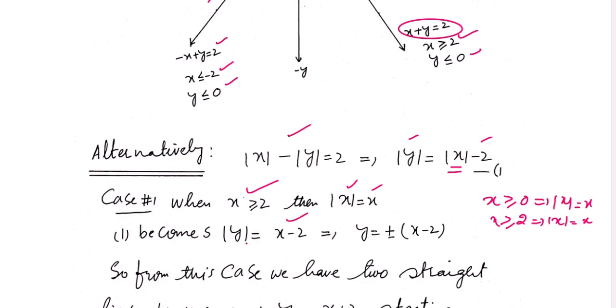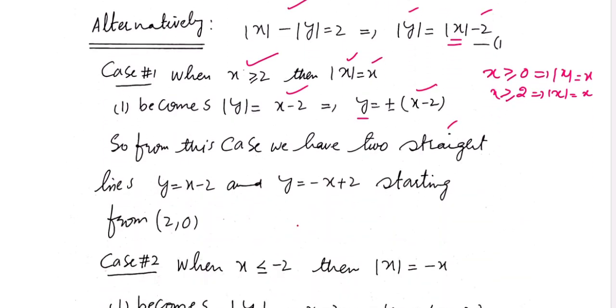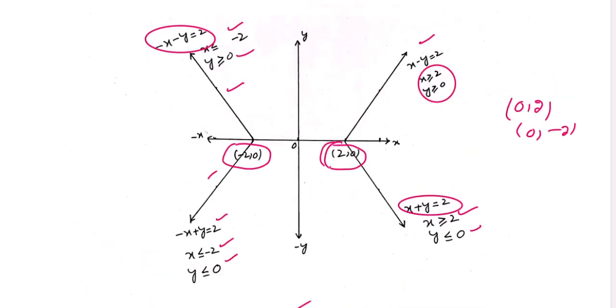Now open the absolute value. This becomes y is equal to plus minus (x minus 2). So from this case, we have two straight lines: y is equal to x minus 2 and y is equal to minus x plus 2, starting from the point 2, 0. And in the above method, you can also observe that we have two straight lines, x minus 2 and minus x plus 2, starting from 2, 0. From this point, you can observe that there are two straight lines. First is x minus y is equal to 2 and second is x plus y is equal to 2.